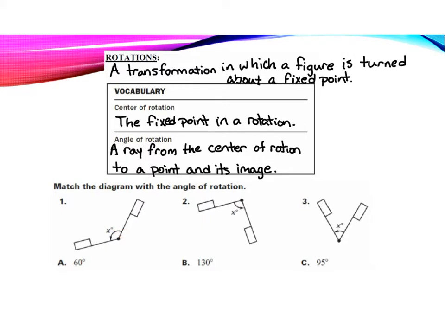So in this example, we're asked to match the diagram with the angle of rotation. Here are our angles of rotation: 60, 130, and 95 degrees. This one right here, 130 degrees, is an obtuse angle. So pick the one that looks obtuse.